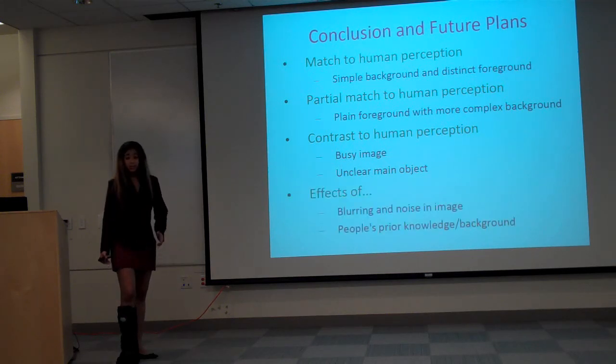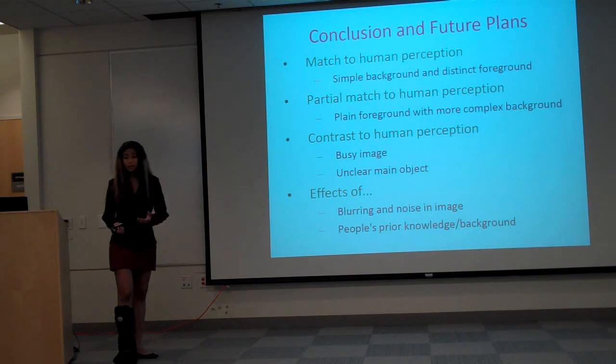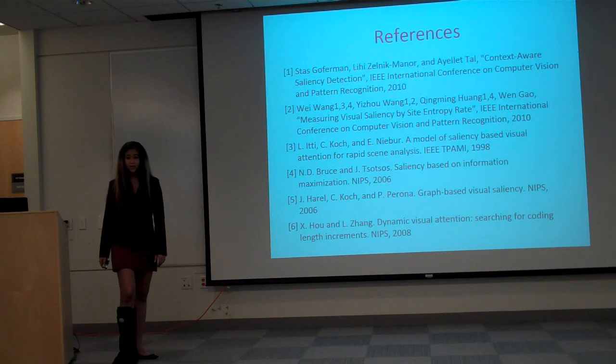And some other things for future work that we'd like to look at is how the blurring of an image or adding noise to an image affects how people look at images, and also how the algorithm sees the image. And then another thing that we would like to look at is how people's prior knowledge would affect it, like people with different knowledge of languages, if they're male, female, their age, that kind of thing. So we think that would also be really interesting to see how that would affect how people look at images. And these are just the references for all of the articles that I read.